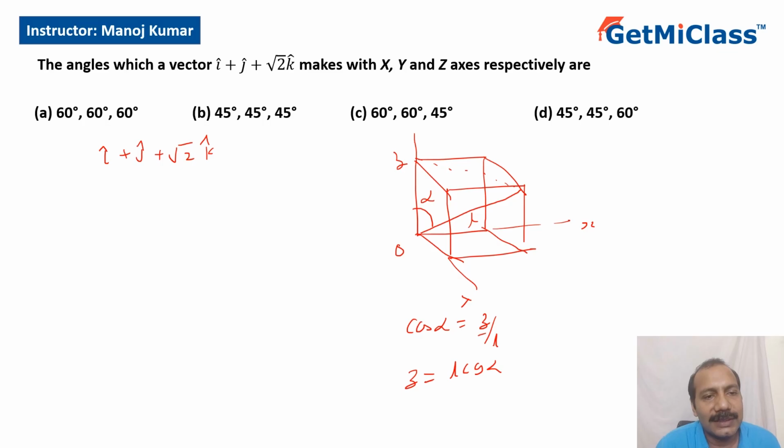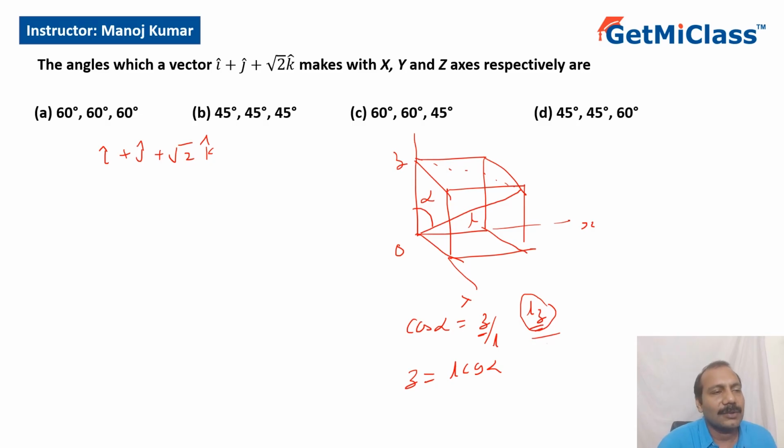So otherwise, what is Z? Z can be written as Lz, that is the component of L along Z axis. So the component along that particular axis divided by the magnitude of the vector will give me the cosine of the angle that the vector makes with the particular axis.